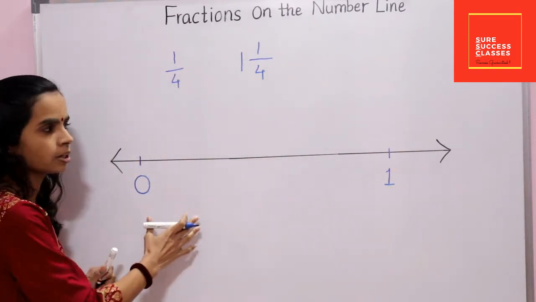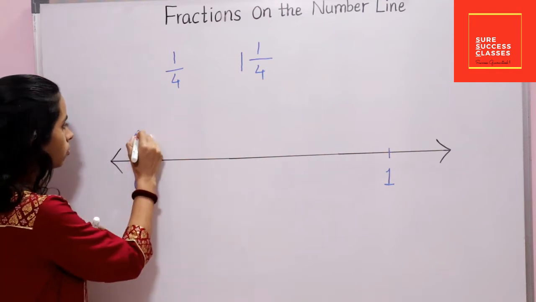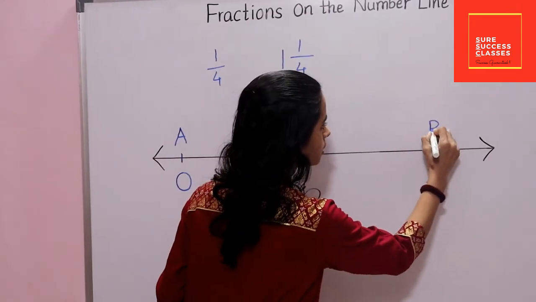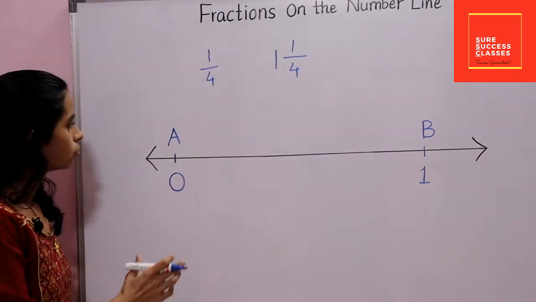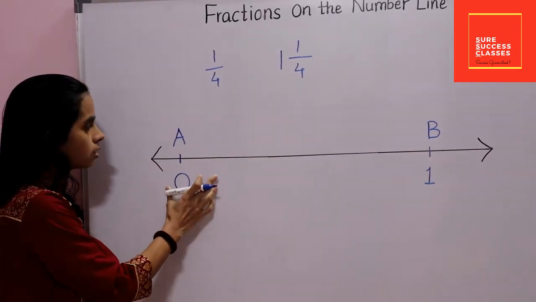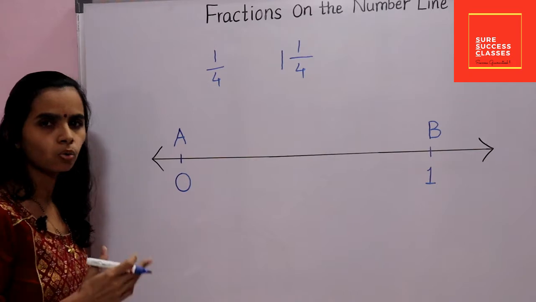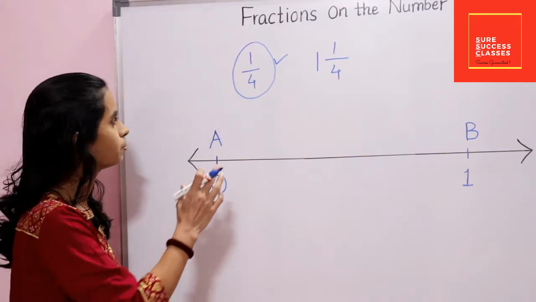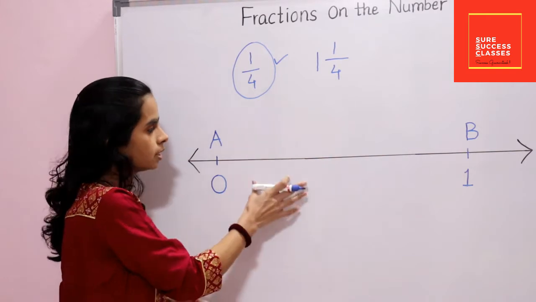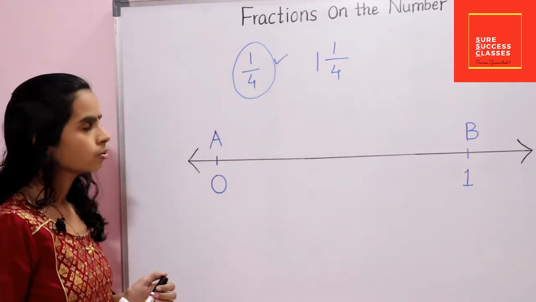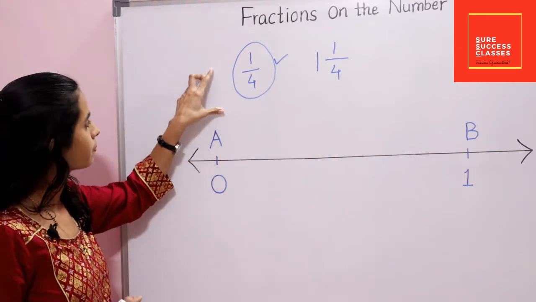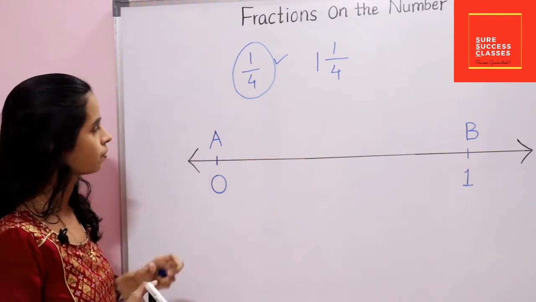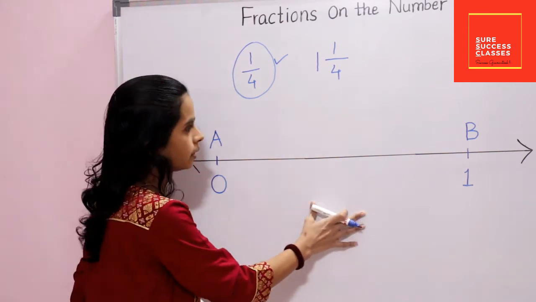Then we have the segment. I am writing the point as A and this point as B. We have got the segment AB. Now we can divide this segment. Suppose we have to place this fraction on this number line. At that time we will focus on the denominator of the given fraction.